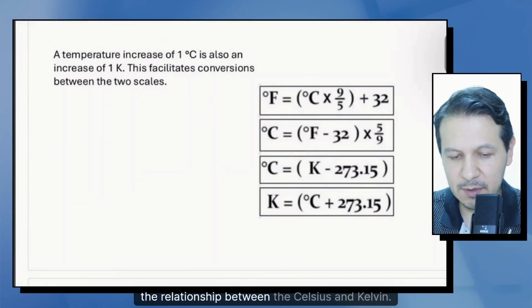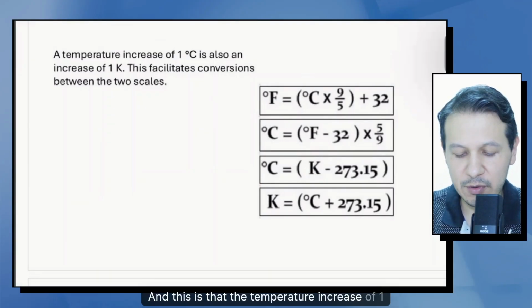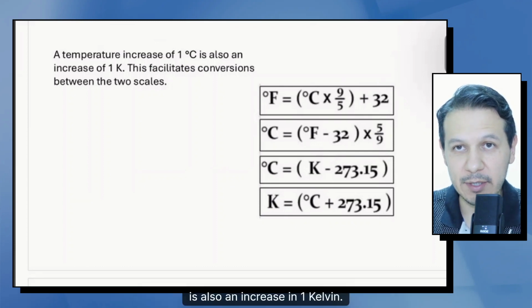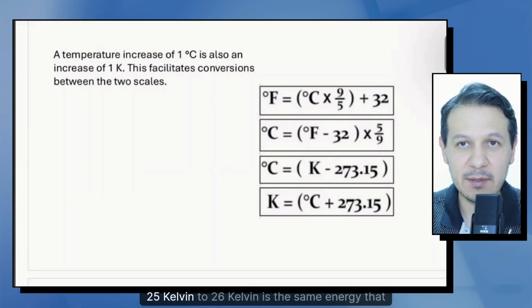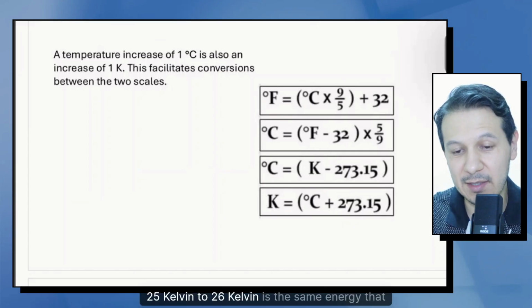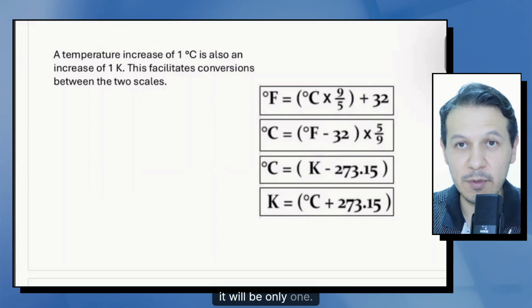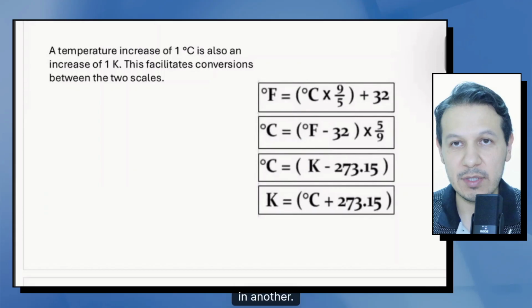The relationship between Celsius and Kelvin is that a temperature increase of 1 Celsius is also an increase of 1 Kelvin. Okay, so going from 25 Kelvin to 26 Kelvin is the same energy as going from 26 Celsius degrees to 27 Celsius degrees. It will be only one. So this is only one scale, one increase in other terms.